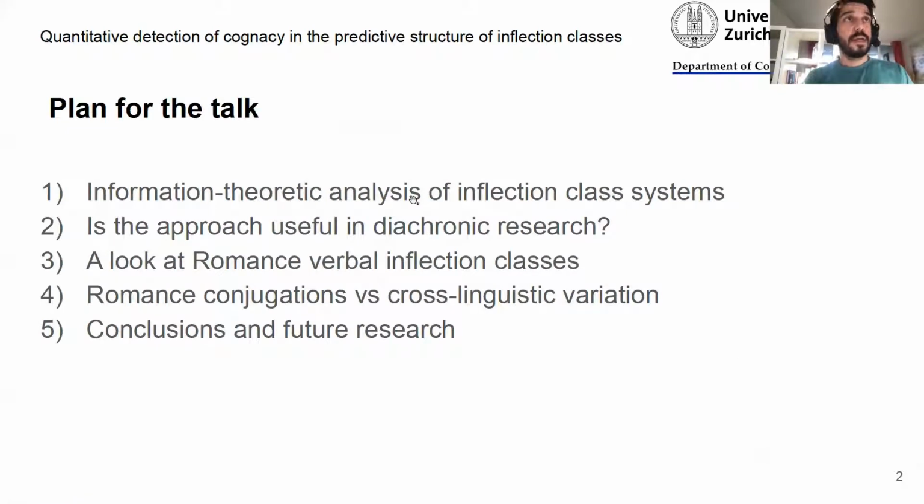So a little bit of background on information theory and the analysis of inflection class systems, and then the core of the talk. We'll be asking whether this is a useful approach for diachronic research. To answer this question, we will be looking at Romance conjugations and how they compare against the whole domain of variation in inflection class systems across languages, in genetically unrelated languages. And we will finish by reiterating the findings and presenting some ideas for future research.